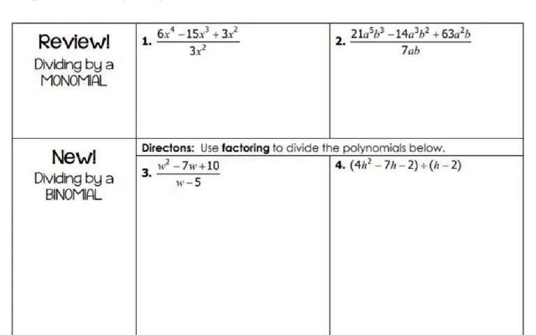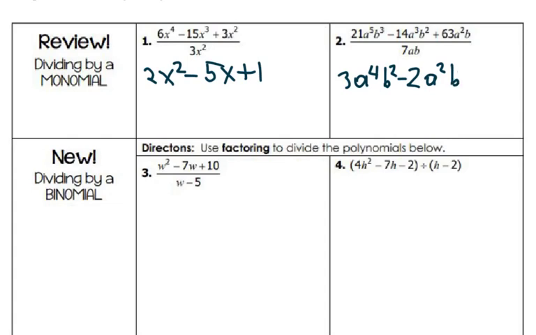we will get 2x squared minus 5x plus 1. In number 2, even though we have more variables, we have a variable a and b, we're going to follow the same rule. Divide coefficients, subtract exponents, which will give me 3a to the power of 4 b squared minus 2a squared b to the power of 1, but we don't write exponent 1, plus 9.